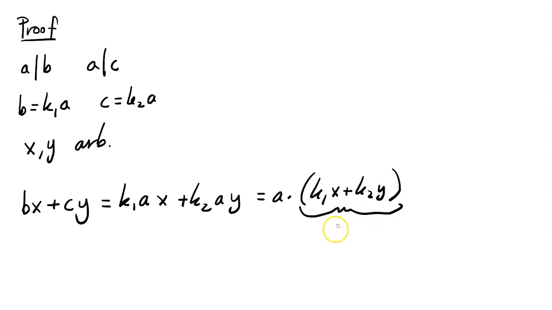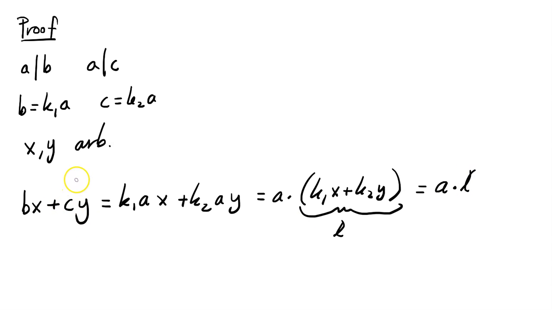What's written here is an integer. Why is that? Because integer times integer plus integer times integer must be an integer. So let's call that L. So we have arrived at that this can be written as a times an integer L.